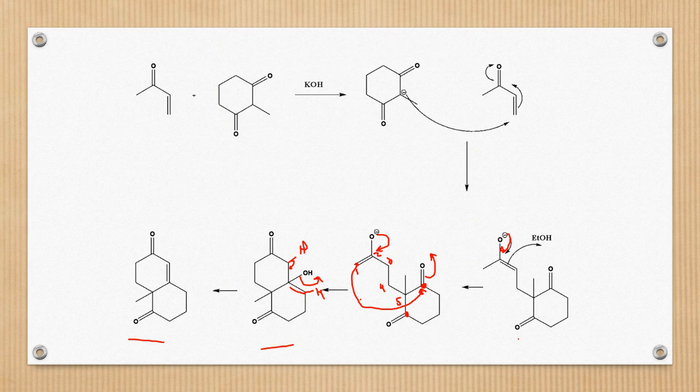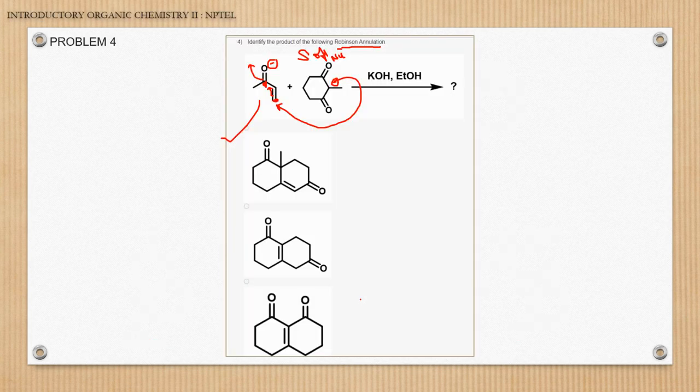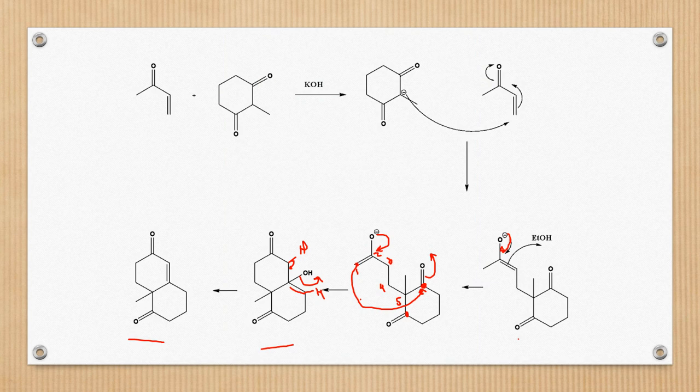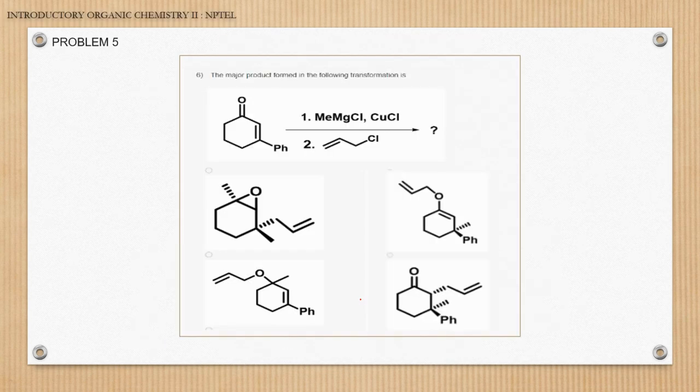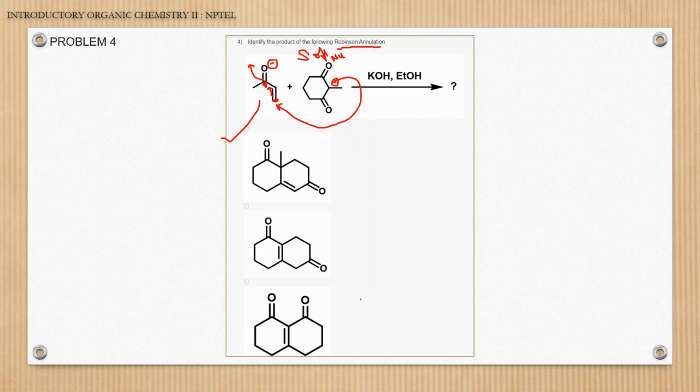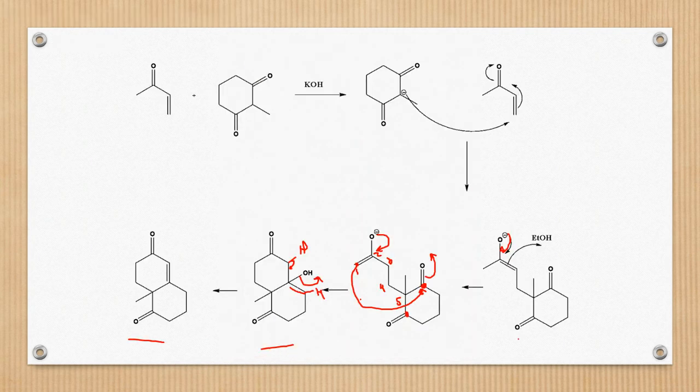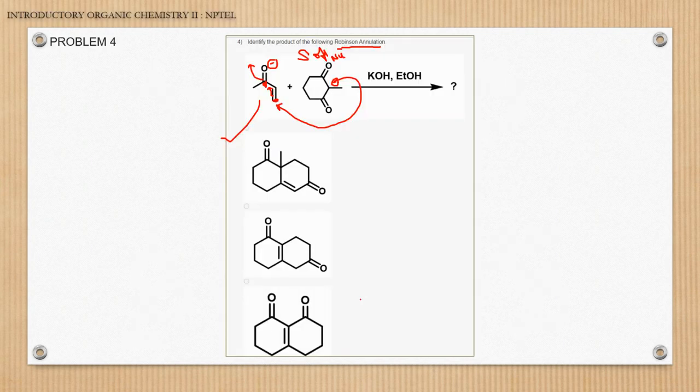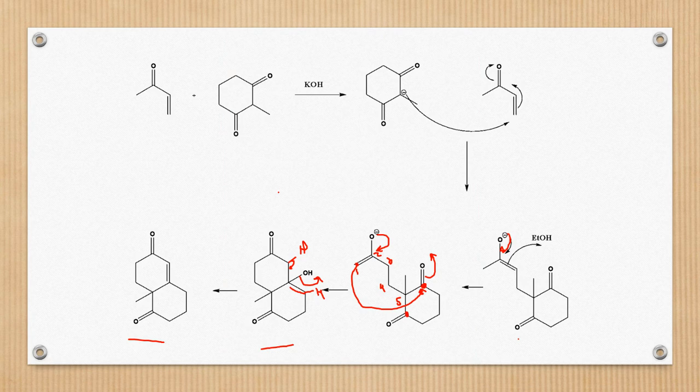No, actually, if you look at it now, you will find that option 1 is the correct answer. Why? Because look at the position of methyl. Option B doesn't contain any methyl group, right? And also, yes. That is why option A is the correct one. So is it clear to all of you, the mechanism of this question?